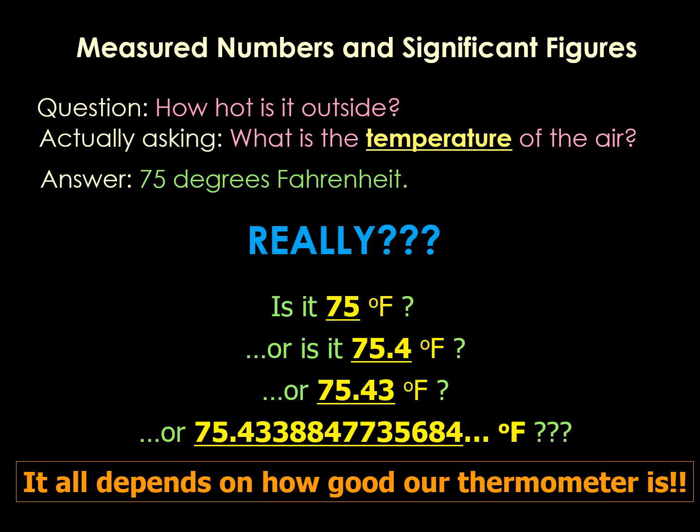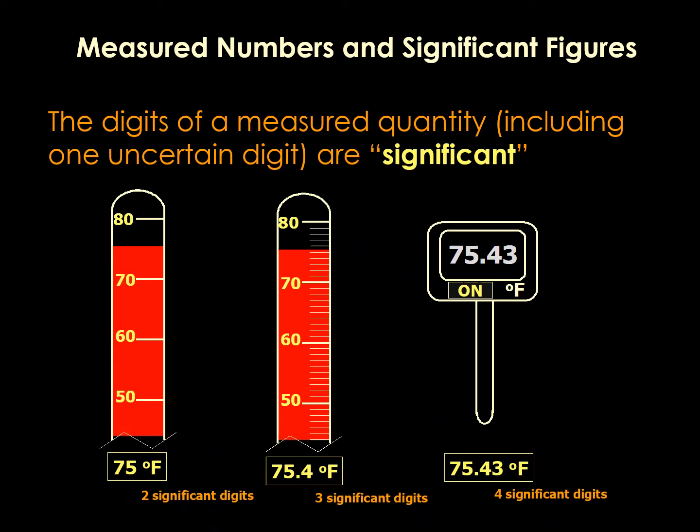So if I asked you outside, what is the temperature? One device might say 75 Fahrenheit, one might say 75.4, one might be very precise and say 75.43388, etc. So when we talk about significant figures, hopefully maybe we've touched upon this in the lecture. If you get a measurement of 75 degrees Fahrenheit, that's 2 significant figures. Here we have 3 significant figures for the next one, and we have 4 significant figures for the final number here.